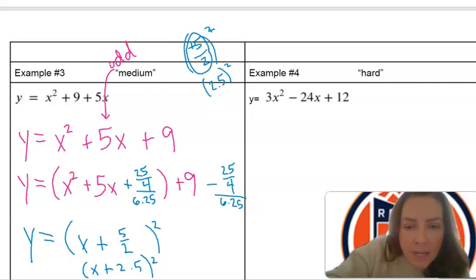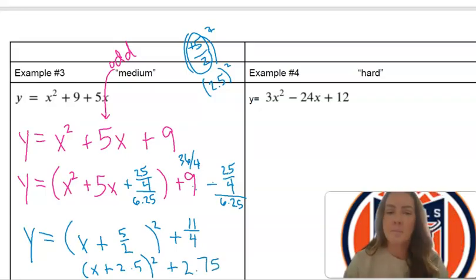And then if we combine, I'm going to change 9 into 36 over 4. So 36 divided by 4 is 9. So now I can do 36 minus 25 is 11. The denominator stays the same. Or if I do 9 minus 6.25, we get 2.75. Okay, so either version. All right, so if your B is an odd number, you'll have decimals or fractions, and they're okay.